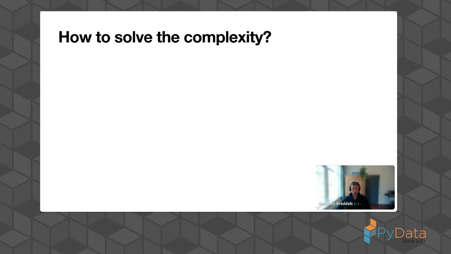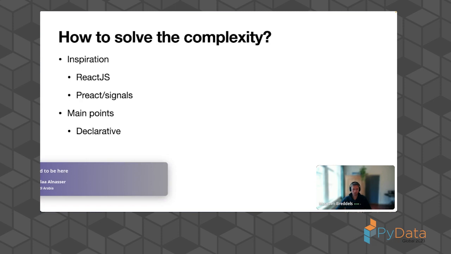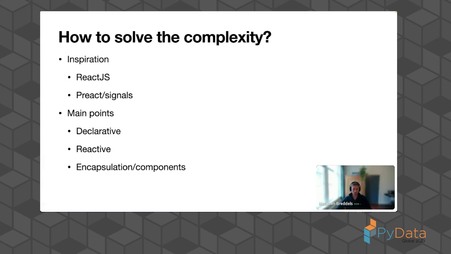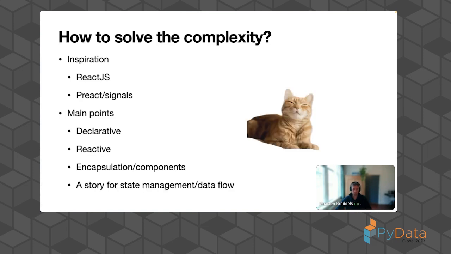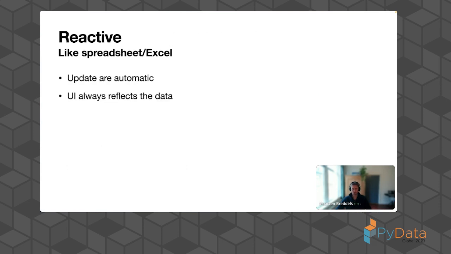So how do we solve the complexity? What we actually did is take a look at the JavaScript world, because they've gone through all of these problems, and they've built many UIs. So we've taken some inspiration from React and this particular signals library from Preact, a React variant. But the main point is we think a UI framework should be declarative, reactive, have some encapsulation or components, and a story for state management. Hopefully, this will make you feel like this cat.